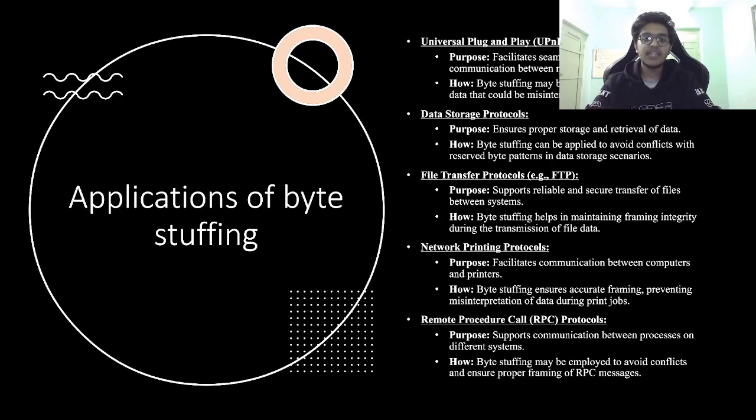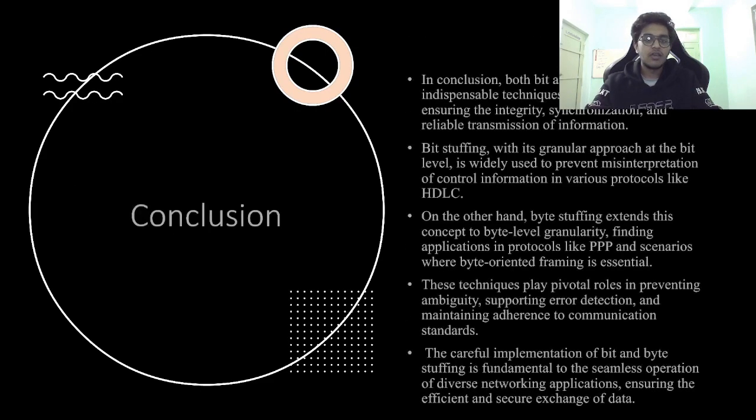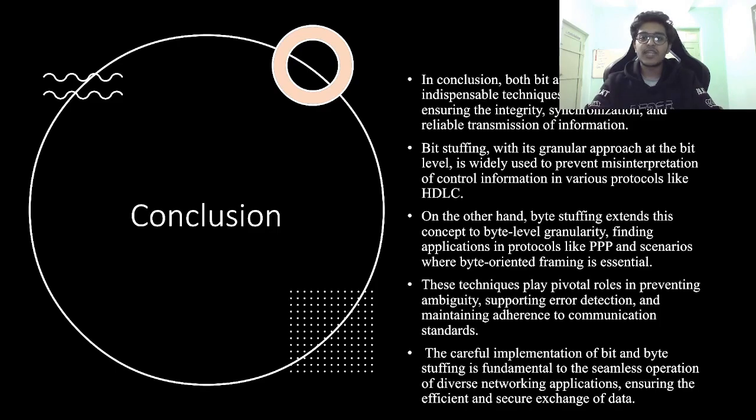Moving on to the next slide, we have the conclusion. Here, in conclusion, both bit as well as byte stuffing are indispensable techniques in data communication, ensuring the integrity, synchronization, and reliable transmission of information. Bit stuffing, with its granular approach at the bit level, is widely used in order to prevent misinterpretation of control information in various protocols like HDLC.